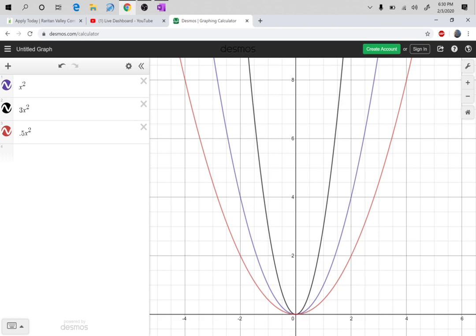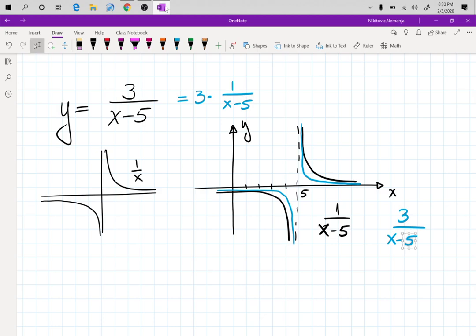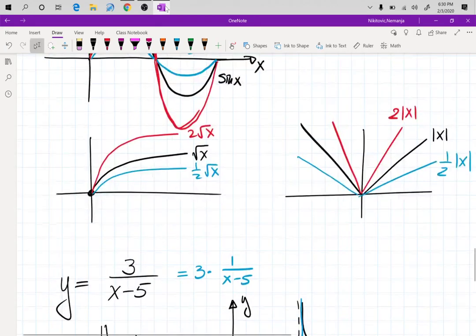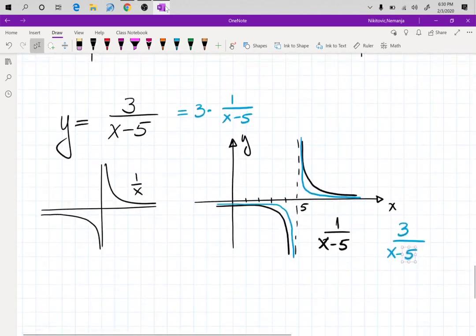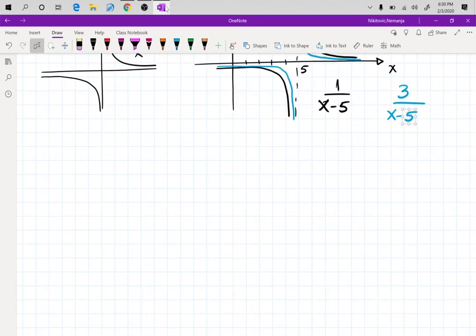You use Desmos to practice these shifts and so on, and you can graph things to learn what they look like as you go. Now, we are also going to have, so that was a vertical stretch and shrink. We also have horizontal stretch and shrink.